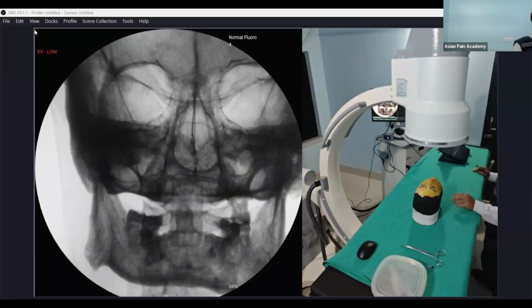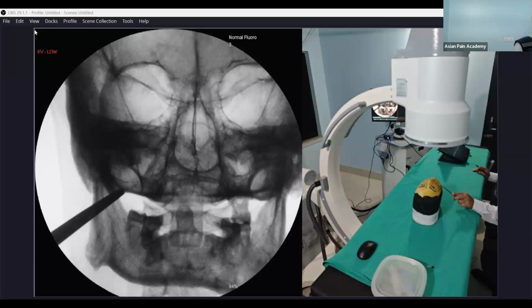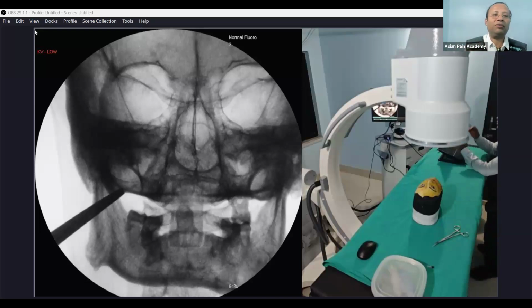So this is the position. First thing we will see is which side is right side and which side is left side. See, I'm just putting a forceps here. So I see that this side is right side. Okay, now the procedure will start in the AP view.